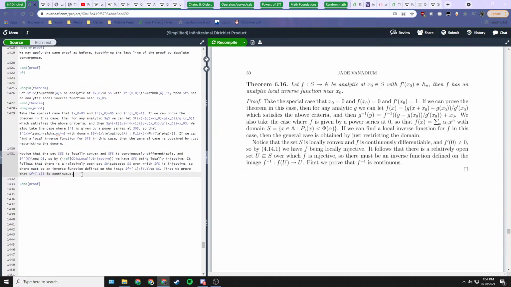So we're going to invoke the inverse function theorem for complex functions. But first, okay, let y be in f of U. Actually, we'll just say that f inverse is continuous. In doing this, we will prove the stronger result that the image f of U is an open set.